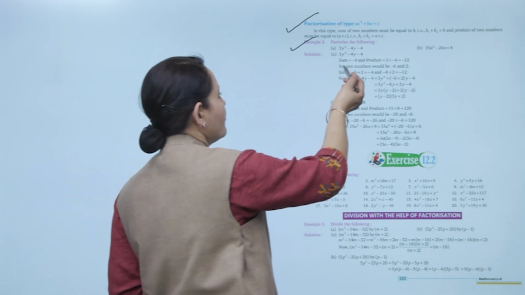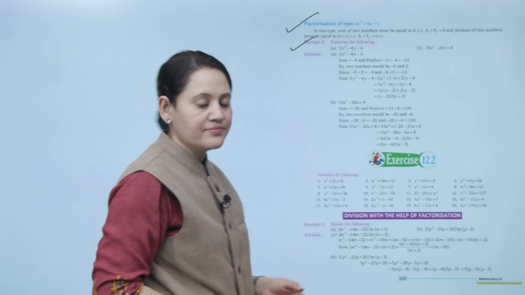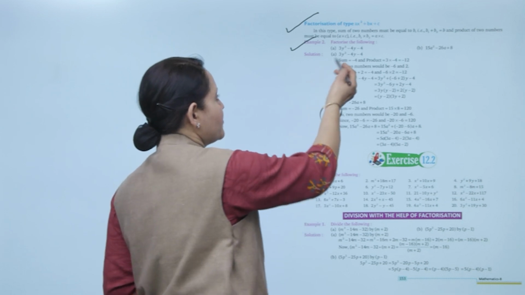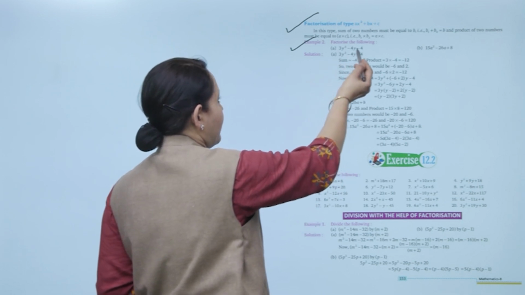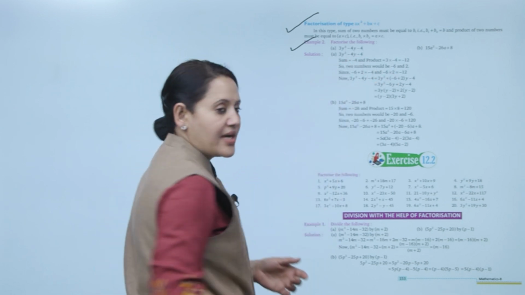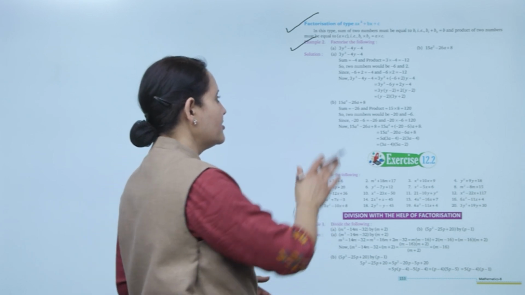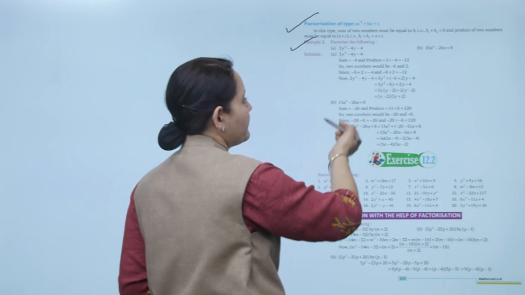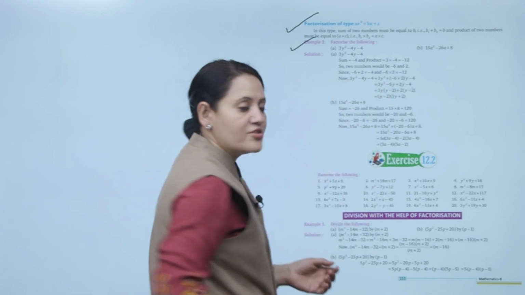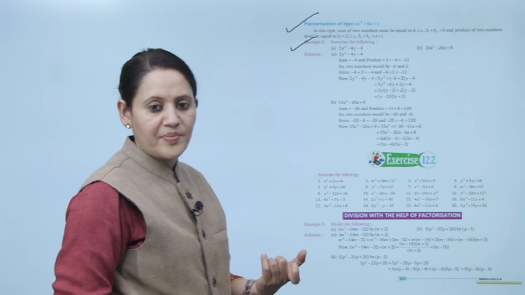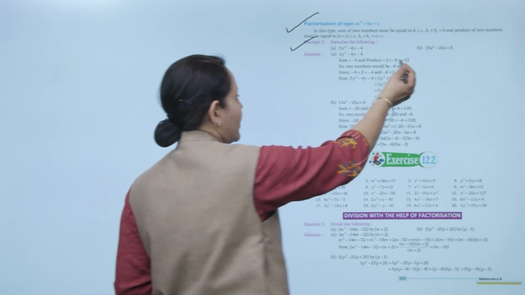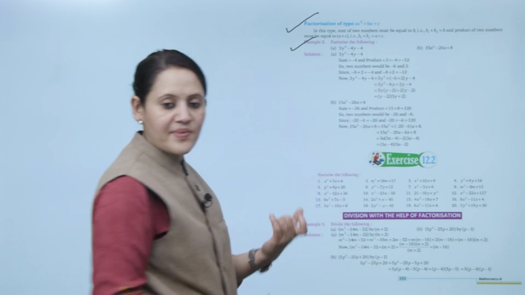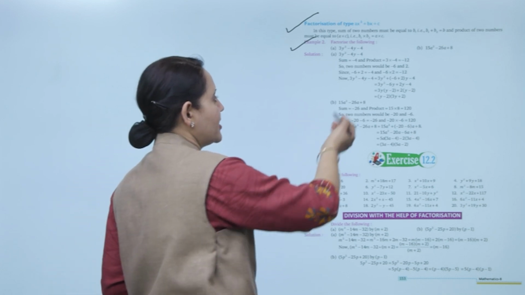So the sum is -4 and the product is -4 into 3, that is -12. Clear? So the two numbers would be -6 and 2, because the product of -6 and 2 is -12 and their sum is -4. So we will split it this way.